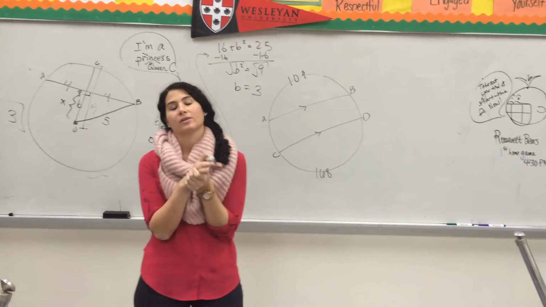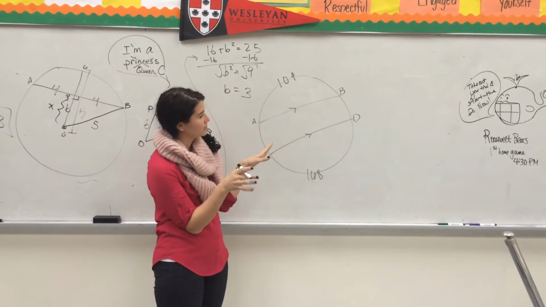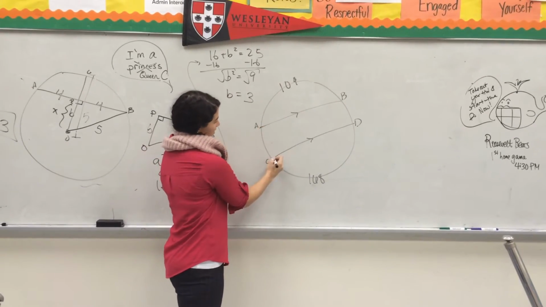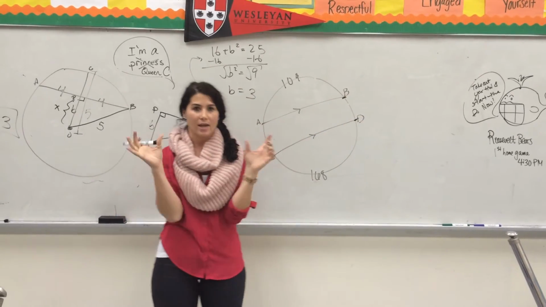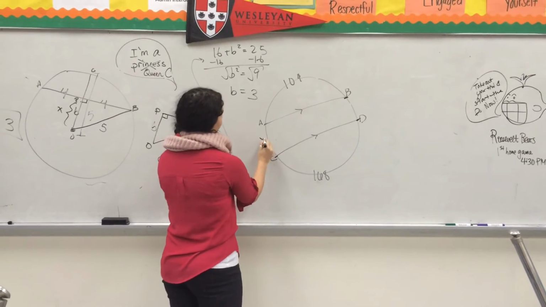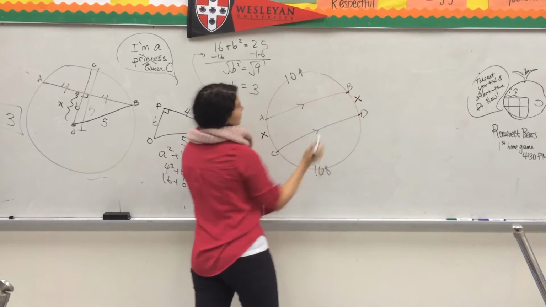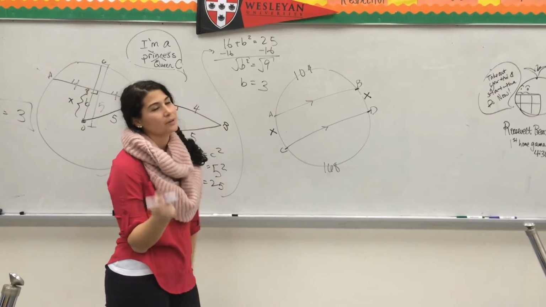Now, we learned this about chords. If they are parallel to each other, then the arcs intercepted between them, arc AC and arc BD, are equal to each other. Congruent, math word. So, x, because they're the same. And they want to know the length of arc BD.